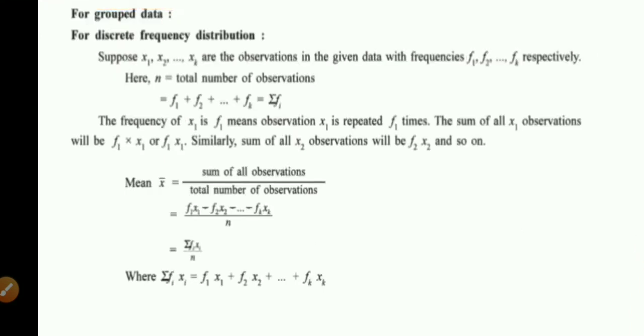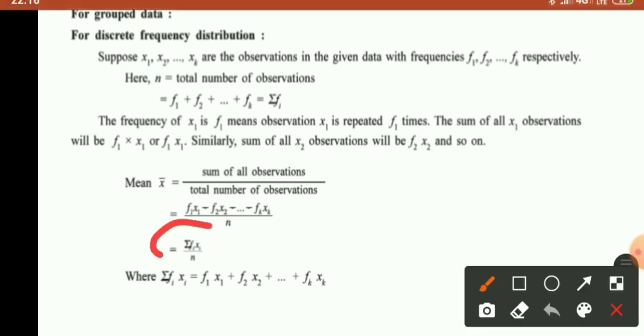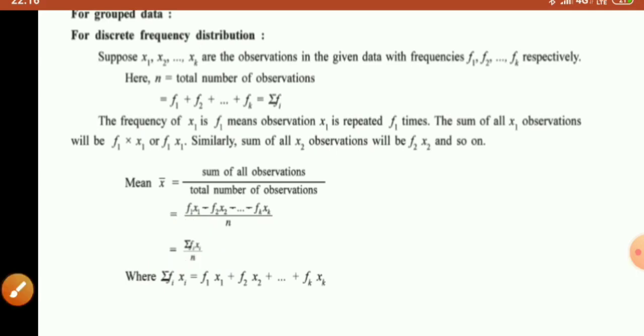For grouped data, that is for discrete frequency distribution, here you have been given fi and xi. So what you will do, you will multiply the fi with xi, and then you will find the value of mean, that is x bar equals sum of all observation upon total number of observation, in that sigma fi xi upon n. Here the formula is given sigma fi xi upon n. We will use the formula in discrete frequency distribution.